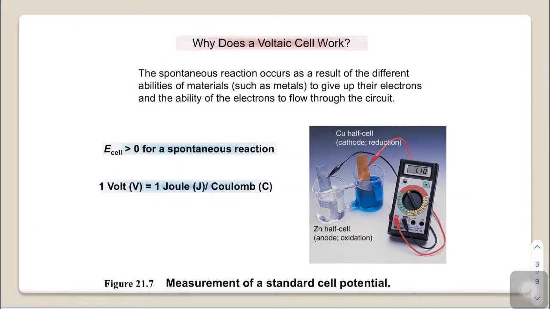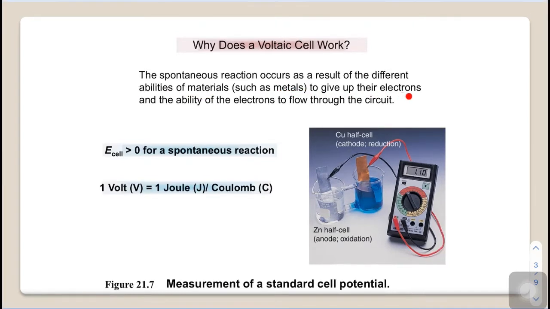This voltaic cell works due to the presence of the spontaneous reaction that occurs as a result of the different ability of materials such as metals or non-metals to give up their electrons and to receive electrons, and the ability of the electrons to flow through the circuit. The E cell, or the cell potential, will be greater than 0 if the redox reaction is a spontaneous reaction and process. However, if the E cell is less than 0, it means that the reaction does not occur spontaneously.